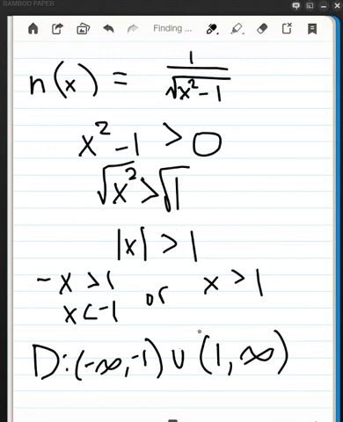All right, and that's all that I have for you, so hopefully you are a little bit more confident on how to find the domain of a function algebraically.